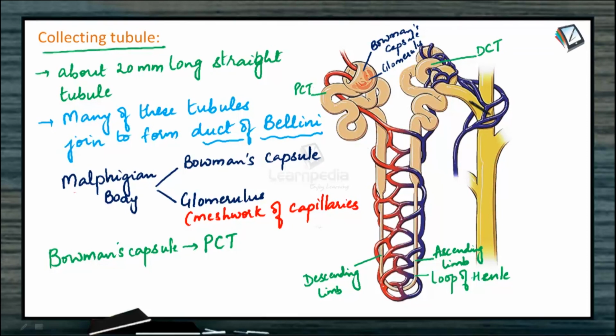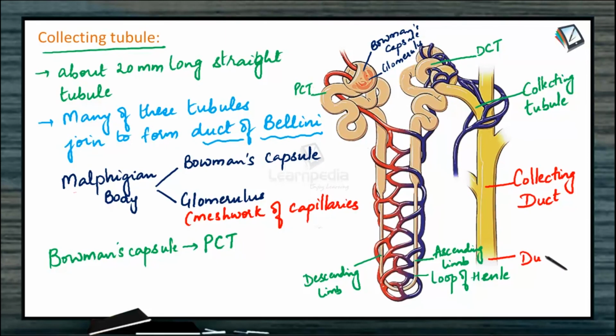This distal convoluted tubule opens into the collecting tubule. Many collecting tubules of a number of nephrons open into a bigger duct known as the collecting duct. The collecting ducts of different nephrons further unite to form a still larger duct called the duct of Bellini. These ducts of Bellini run through the renal pyramids and open into the renal pelvis.